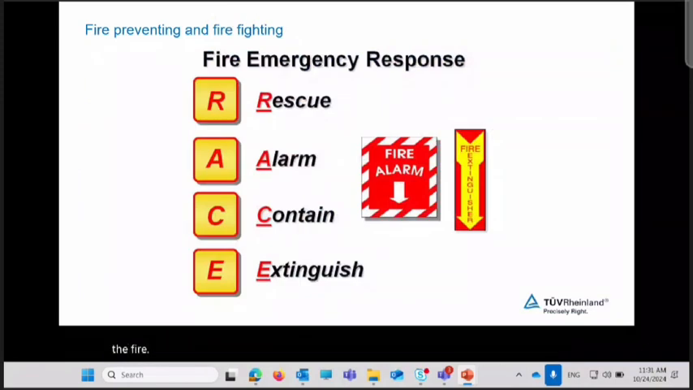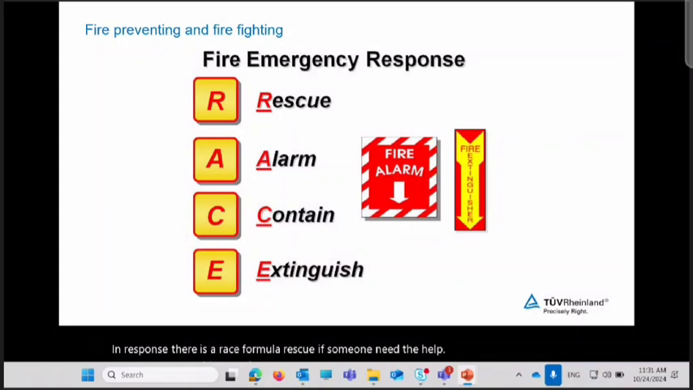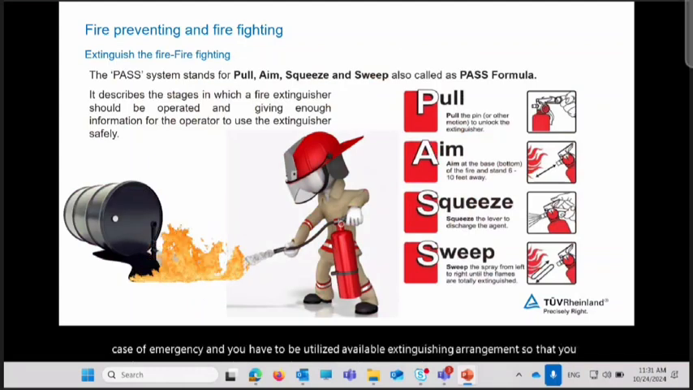In response, there is the RACE formula: rescue. If someone needs help, you can rescue them. You have to raise the alarm to notify other departments and people in other areas in case of emergency, and you have to utilize the available extinguishing arrangement so that you can extinguish the fire. It is very easy to use the extinguisher. The formula is PASS. It is easy to remember.